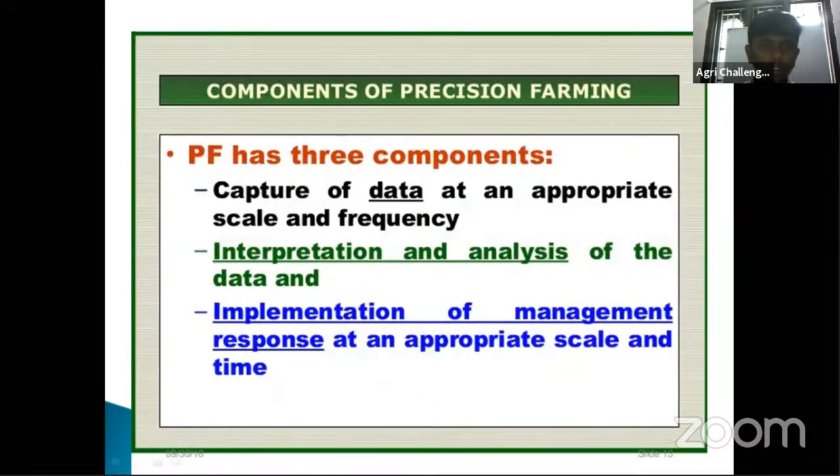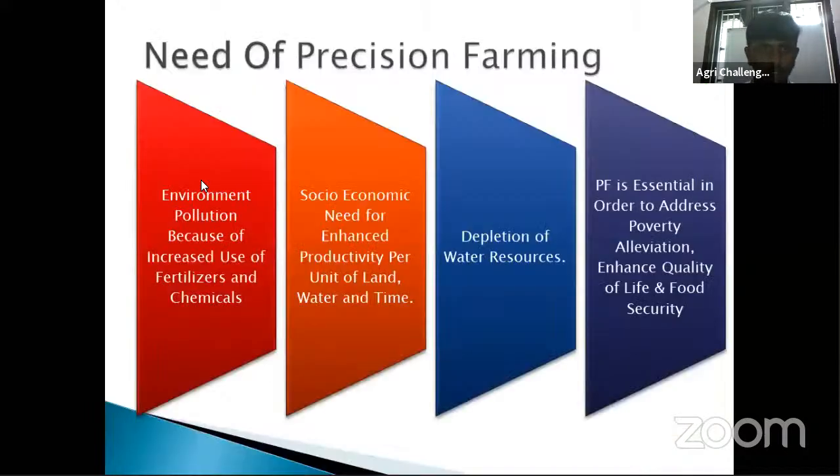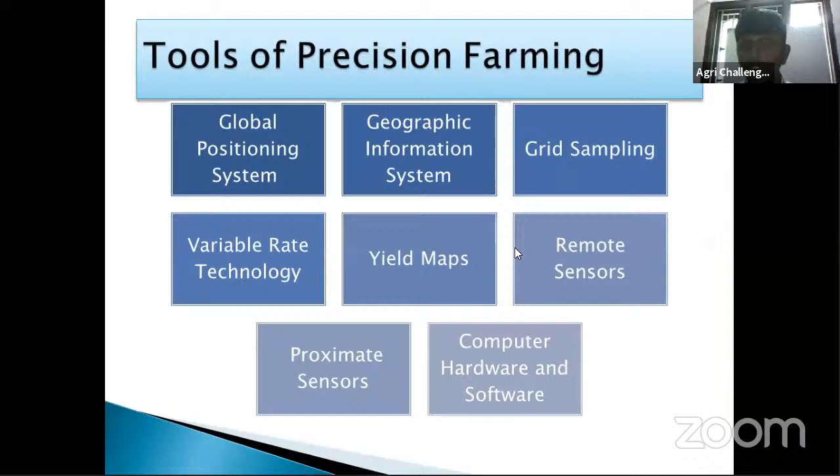Another is environmental pollution: to overcome the pollution problem because of increased use of fertilizers and chemicals, the socio-economic need for enhanced productivity per unit of land, water and time, and depletion of water resources. Precision farming is essential to address all these problems and to increase the living standard.